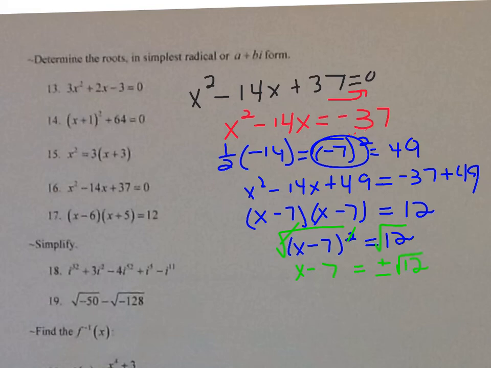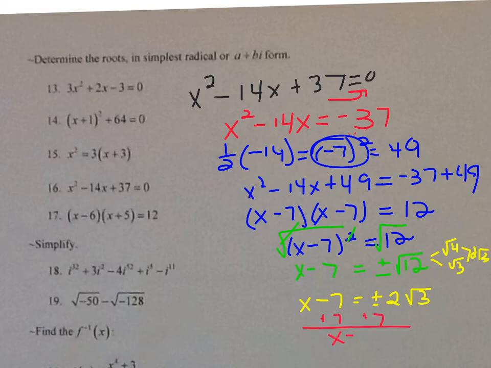Now we want to simplify the square root of 12. What perfect square goes into 12? That would be 4 times 3, so it's 2 square root of 3. So x minus 7 equals plus minus 2 the square root of 3. Add the 7 over. Put that in front of the plus minus. x equals 7 plus minus 2 the square root of 3. Okay, so let's take a look at number 17.